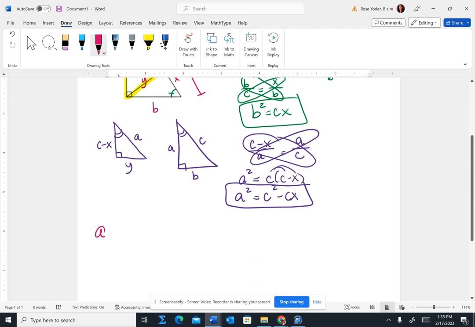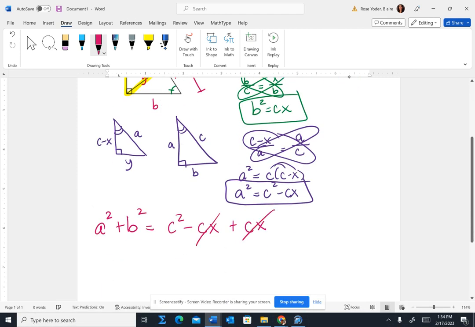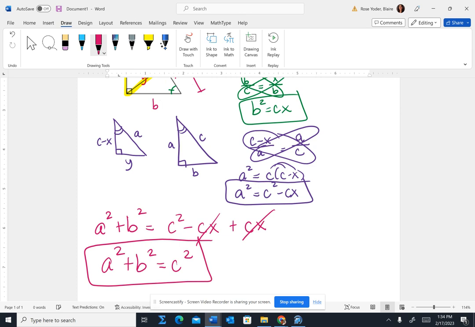If I do A squared plus B squared, in the purple box, it says that A squared is C squared minus CX, and B squared is CX. So what happens when I add those together? I see some terms that cross out. Minus CX and plus CX cancel each other out. And what we are left with is A squared plus B squared equals C squared, otherwise known as the Pythagorean theorem. So that's just one proof.